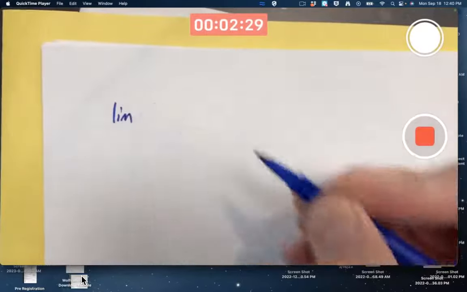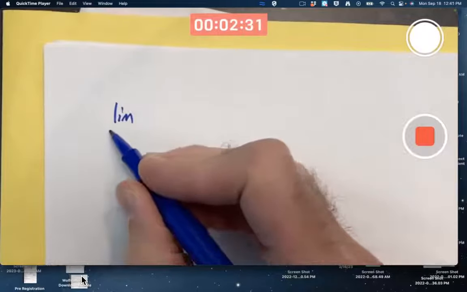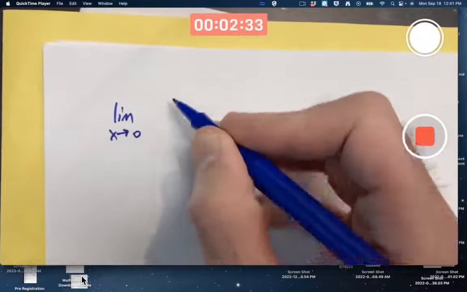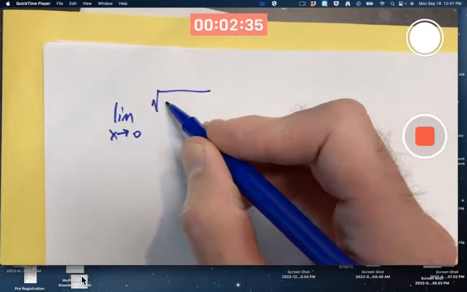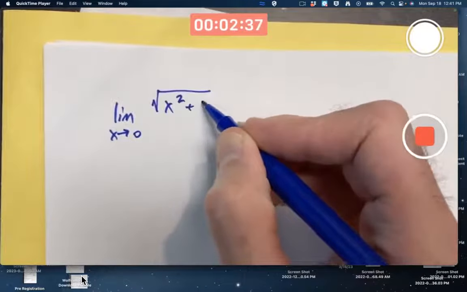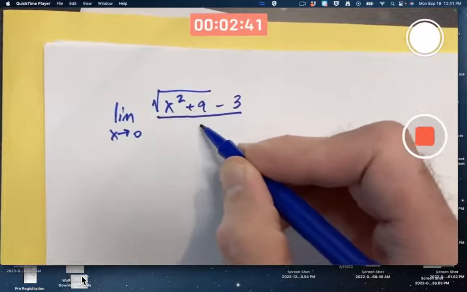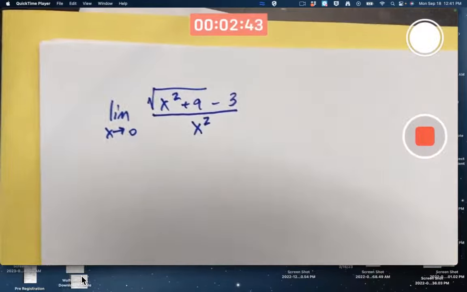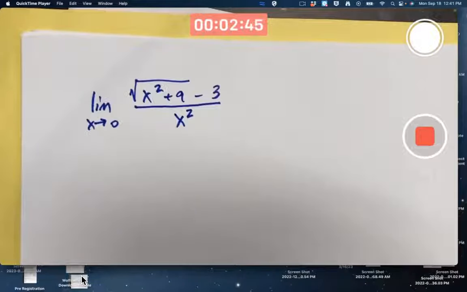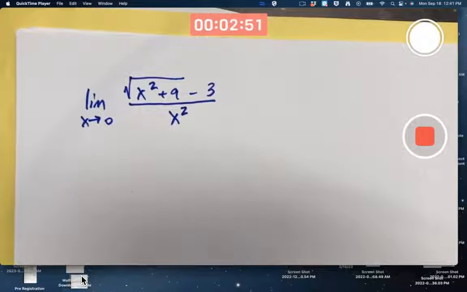We want to find the limit as x goes to 0 of the square root of x squared plus 9 minus 3, all divided by x squared. Okay, so it is kind of complicated looking. You might wonder, does the limit exist or not? And if it does exist, can we find it?